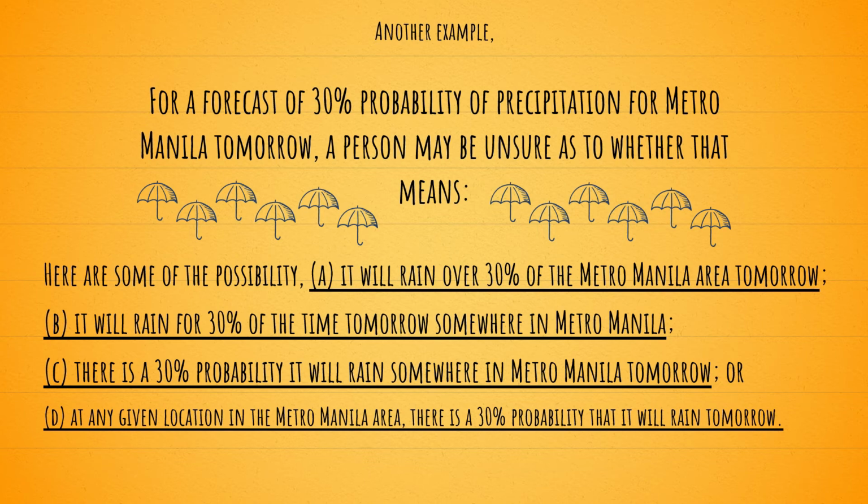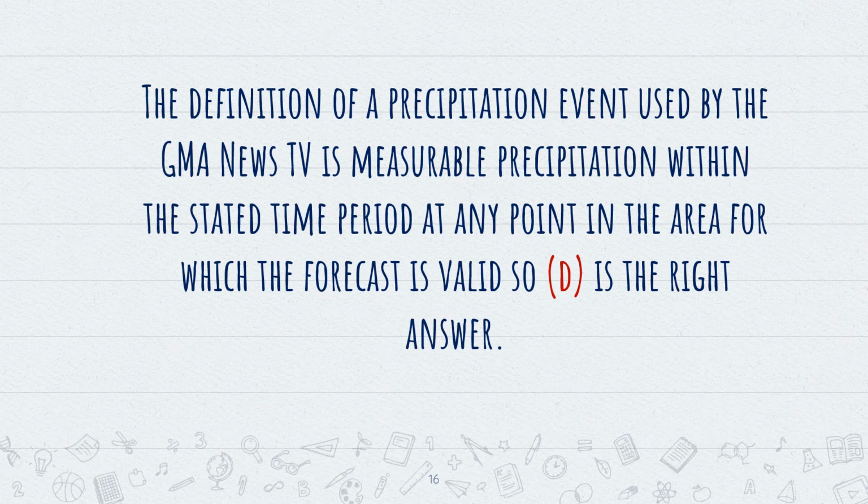The definition of a precipitation event used by the GMA News TV is measurable precipitation within the stated time period at any point in the area for which the forecast is valid. So D is the right answer.